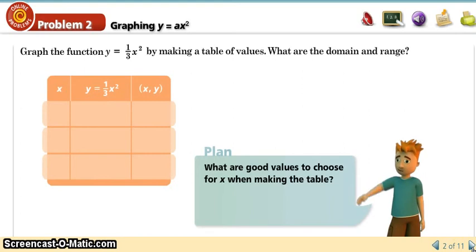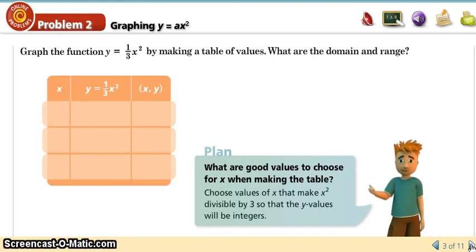What are good values to choose for x when making the table? Now, typically when we've been doing linear equations and linear functions, we would just use things like -2, -1, 0, 1, and 2. But getting into quadratics, because we've got a parabola, because our graph looks a little different than it has, we need to pick and choose our values to make graphing a little easier on us. So think about what values would be best.